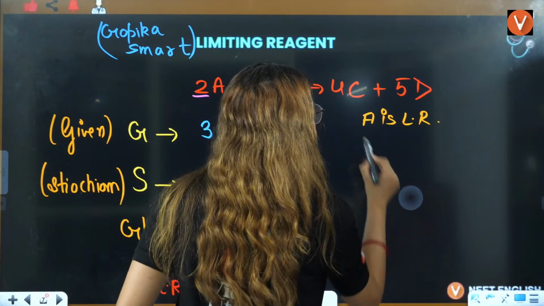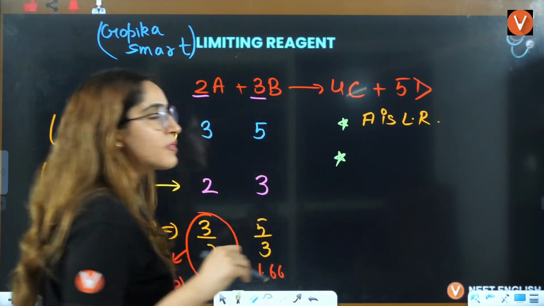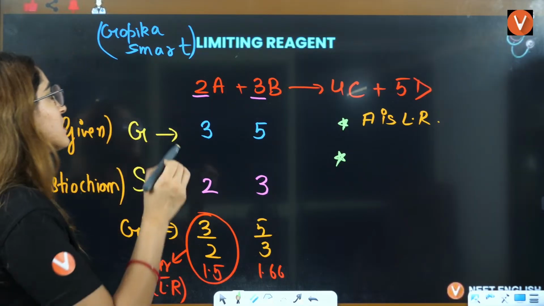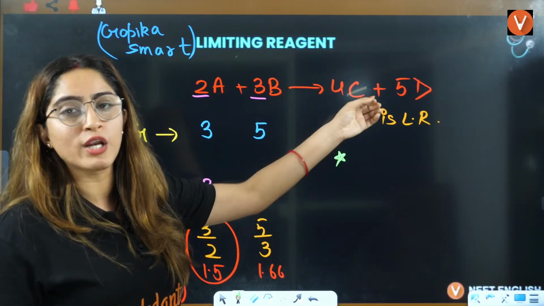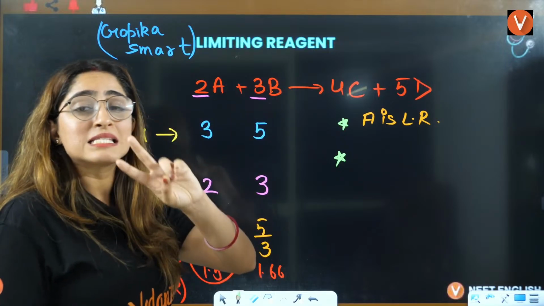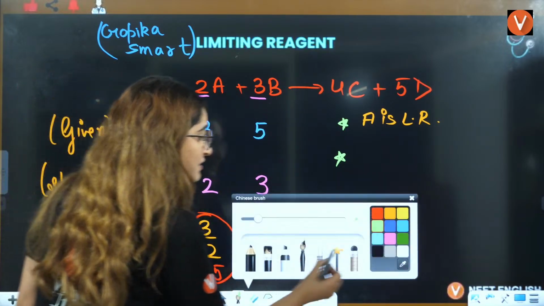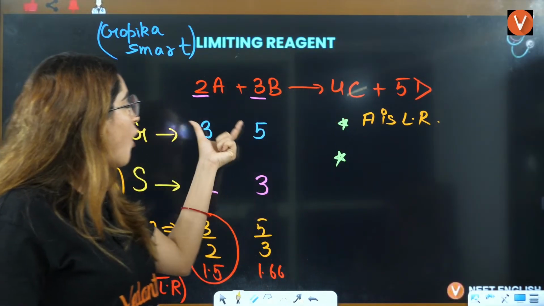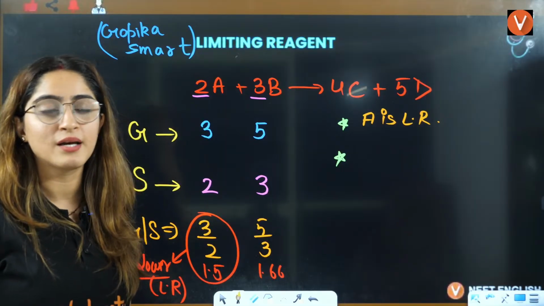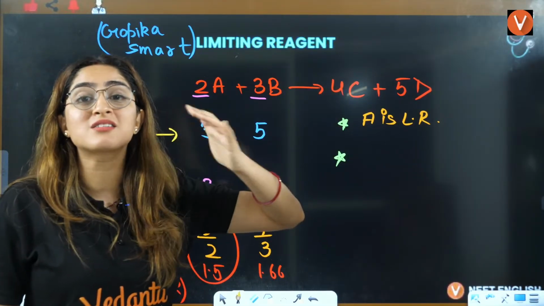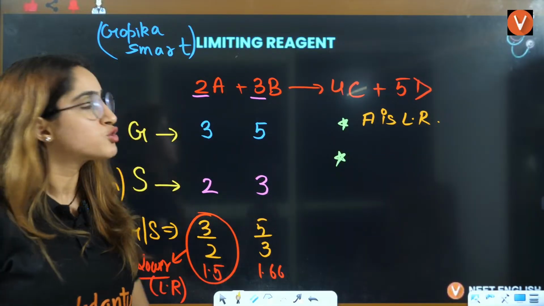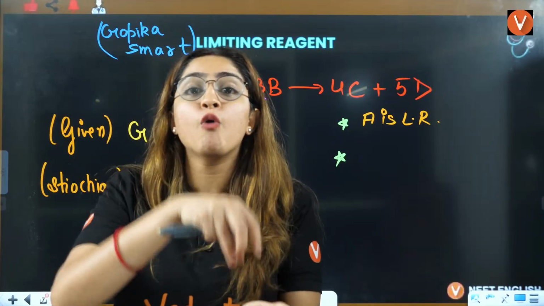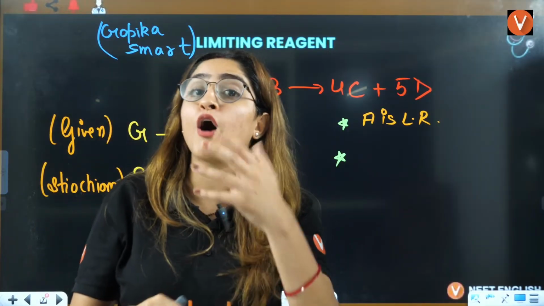Now, the second question that might arise in your mind is, ma'am, after this, what are the other things that they can ask you in the exam, right? See, the first thing they can ask is, which of the following is the limiting reagent? The second question they can ask is, this is the limiting reagent, but tell us how much amount of C and D products is formed. So whenever they ask you anything regarding the product, how much amount of product is formed, how will you solve it?